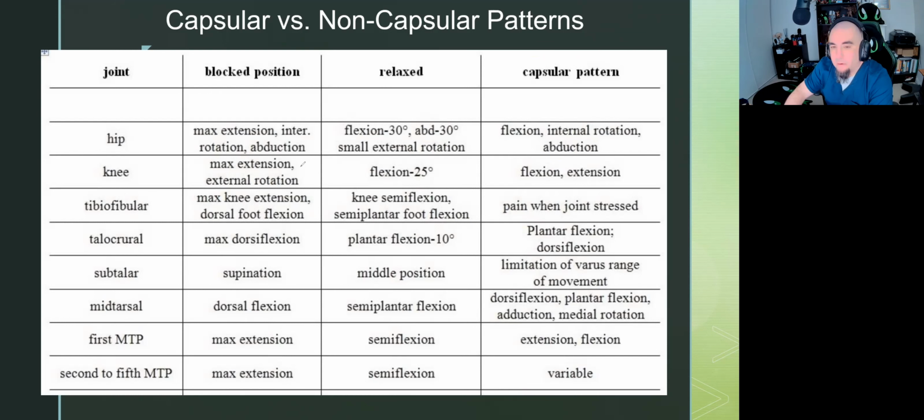So like the knee here, right? Max extension, and the knee does have a little bit of rotation in it. External rotation is kind of where it goes when it goes into that locked position. At that point, the knee is in closed packed. Open packed is about 25 degrees of flexion, so kind of a relaxed position, like what you sit in when you're sitting there with your leg down from your chair. If the knee is limited in both flexion and extension, that is likely a capsular pattern. If the patient is only limited in flexion or only limited in extension, that is unlikely to be a capsular pattern.